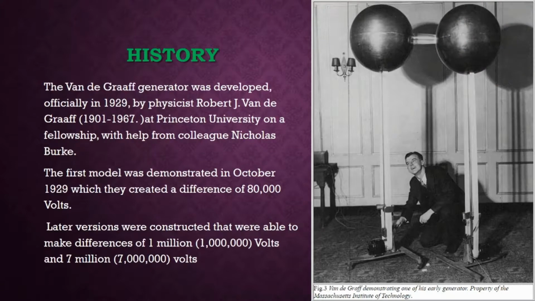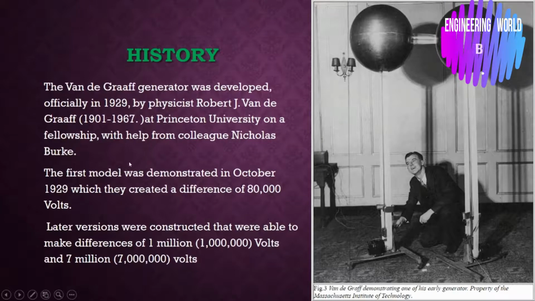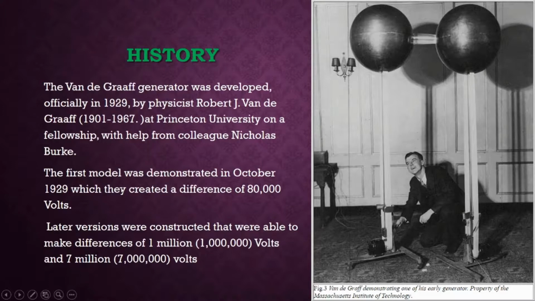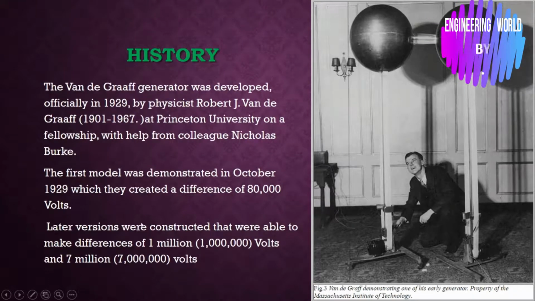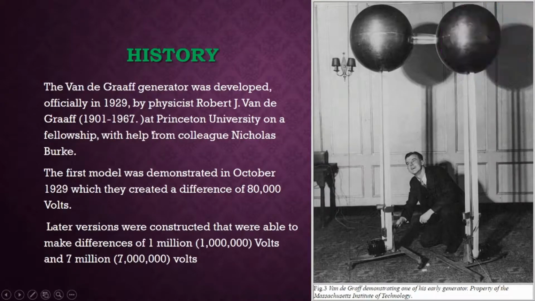After the first model was demonstrated in October 1929, it created a potential difference of 80,000 volts at that time. After later versions were constructed, after much time, they were able to make potential differences of 1 billion and 7 million volts. So it looks like on a Van de Graaff generator we can create a huge amount of voltage.